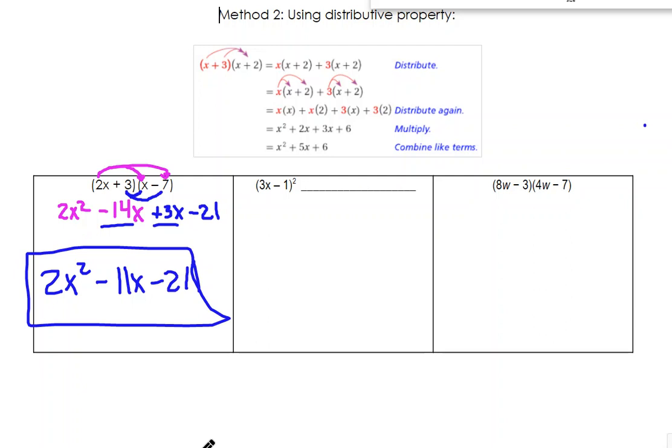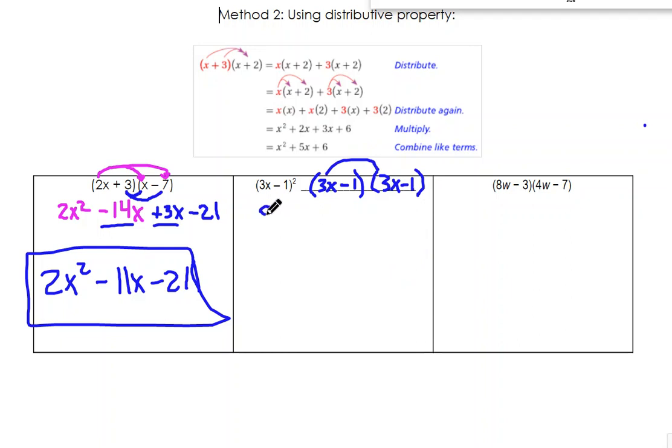So you can do it either way. You can do a box method, or you can do distributive property, right? Remember this one, 3x minus 1 squared means it's 3x minus 1 times 3x minus 1, right? That's what squared means. You're taking that and you're timesing it by itself. And then we can distribute.